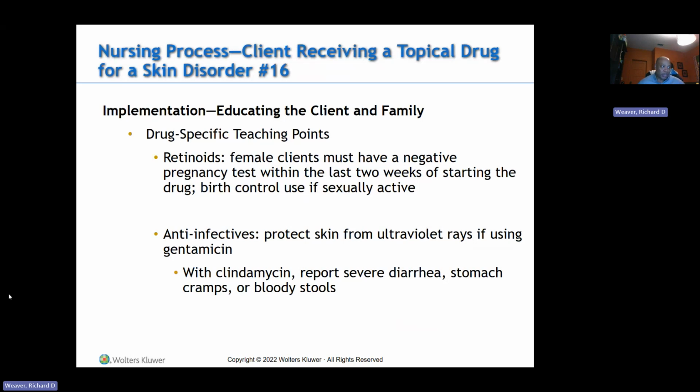Your anti-infectives: protect skin from ultraviolet rays if using gentamicin. This is really important to know. With your clindamycin, report severe diarrhea if it occurs, because we can be thinking about C. diff or some superinfection. If the patient experiences stomach cramps or bloody stools, we need to make sure the physician is aware. Now, this gentamicin may cause photosensitivity, and so we have to take measures to protect the skin from ultraviolet rays. So we wear protective clothing, or that should be taught. Sunscreen should also be employed.